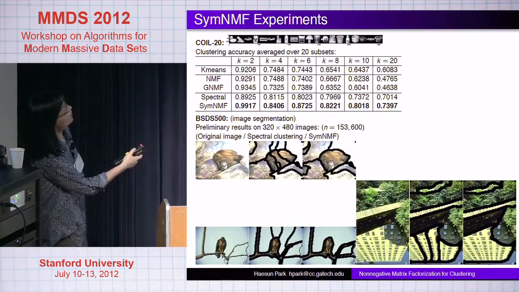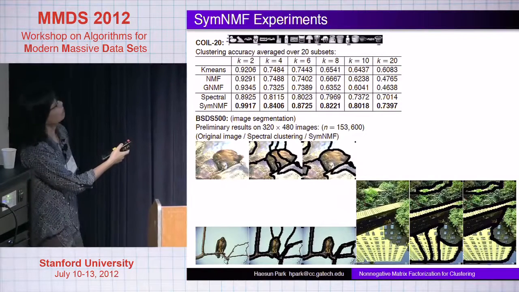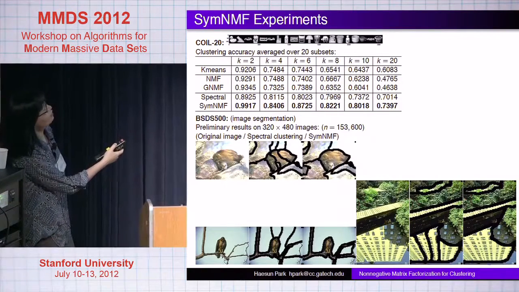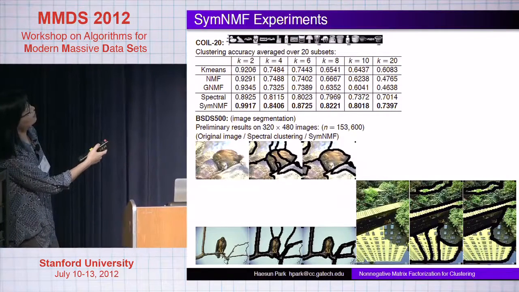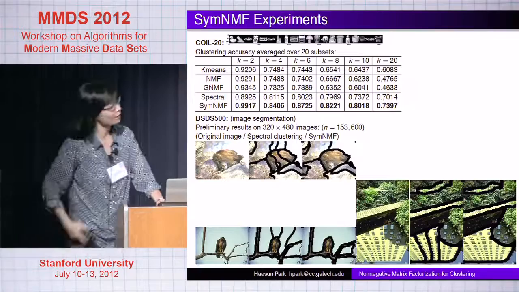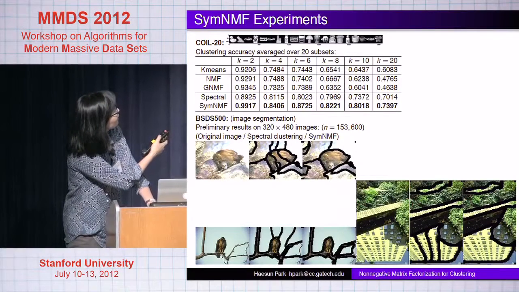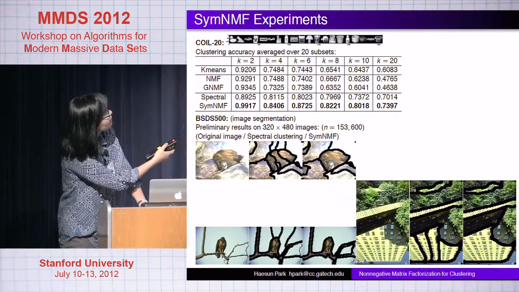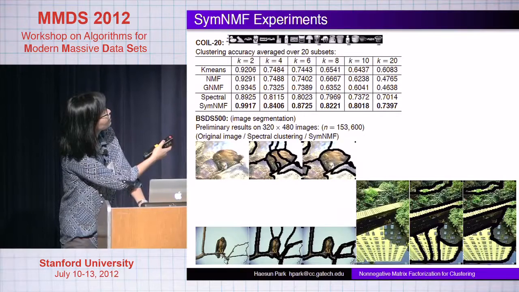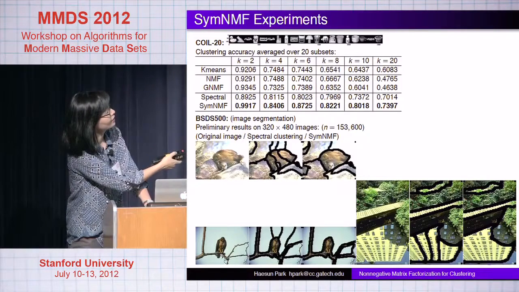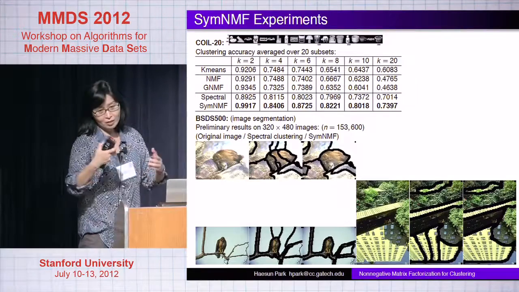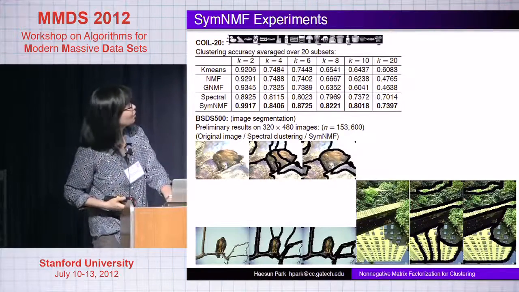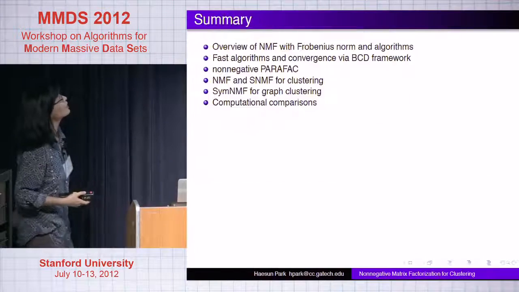And now we are applying this to image segmentation. There are results using spectral clustering for image segmentation, so instead of spectral clustering, we use symmetric NMF. This is the original image, this is the symmetric NMF segmentation result, and this is spectral clustering, and the same here. It seems that spectral clustering finds more spurious, incorrect segmentation results.